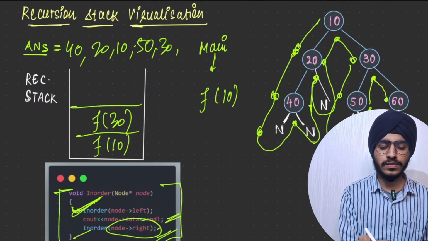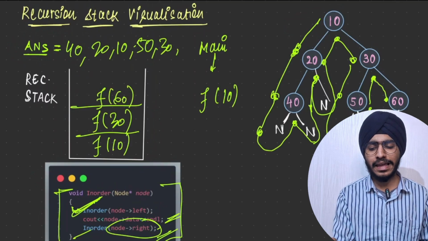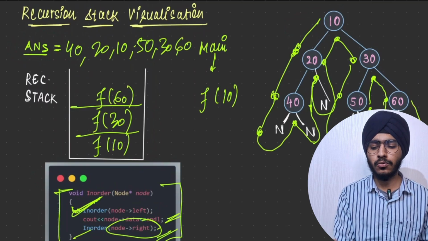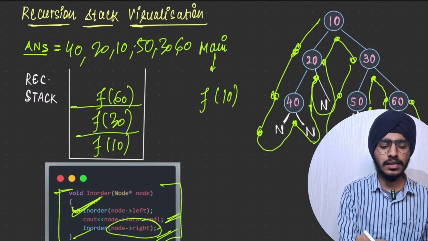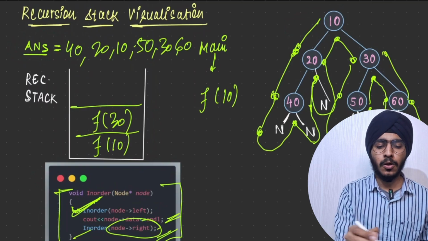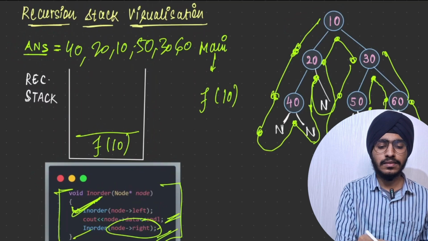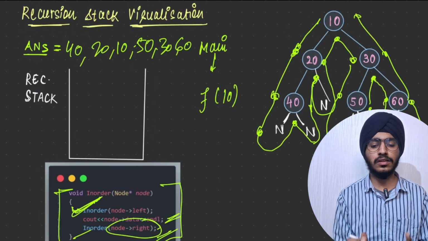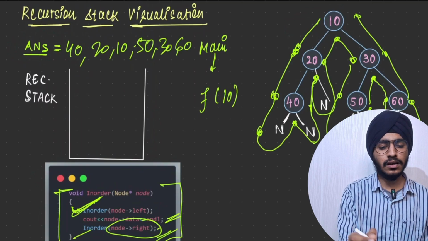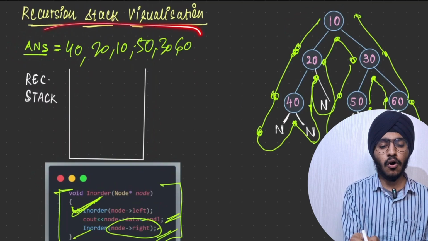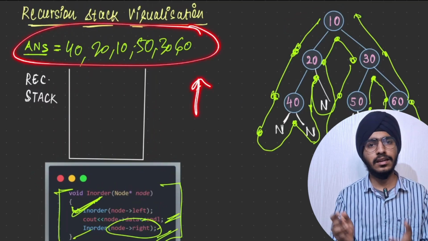So we'll call the function of 60. 60 will say go to my left, left is completed. So let's print me as well. We will come back to 60. 60 will say I have been completed, pop it out from the stack. 30 will say I have been also completed, pop it out from the stack. 10 will say I have been also completed, pop it out from the stack. So this is how only main function takes the control and prints the final answer. So this is the in-order traversal of the binary tree.